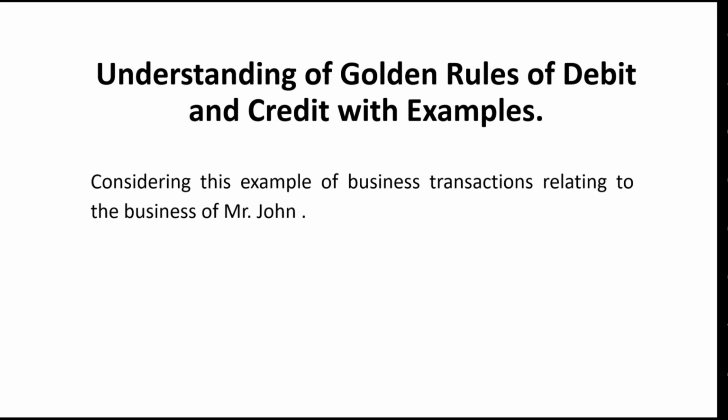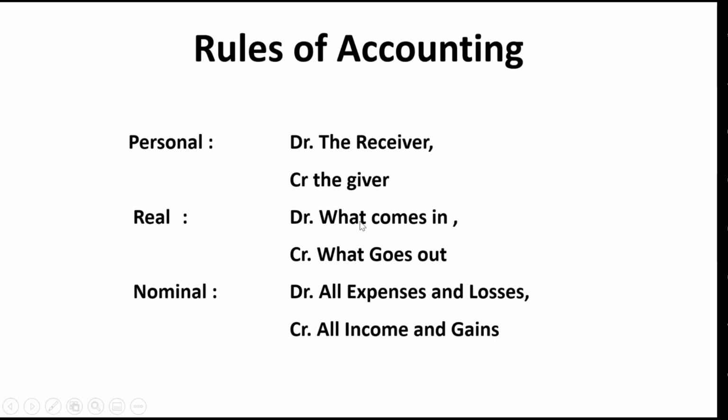Now I'm going to discuss the golden rules of debit and credit with some examples. We can consider this example of a business transaction related to Mr. John, who is the owner of the business and wants to start a business. So what are the rules of accounting as far as debit and credit are concerned? The personal, real, and nominal, three kinds of rules.